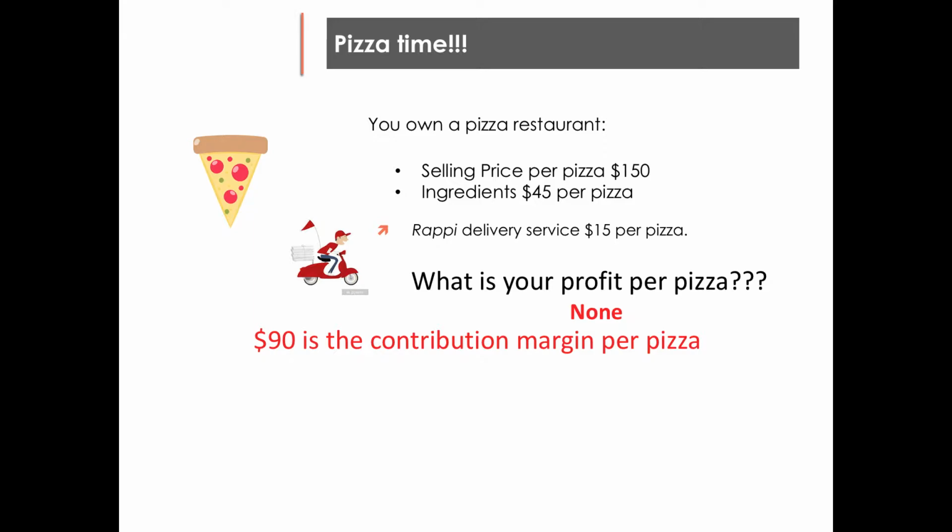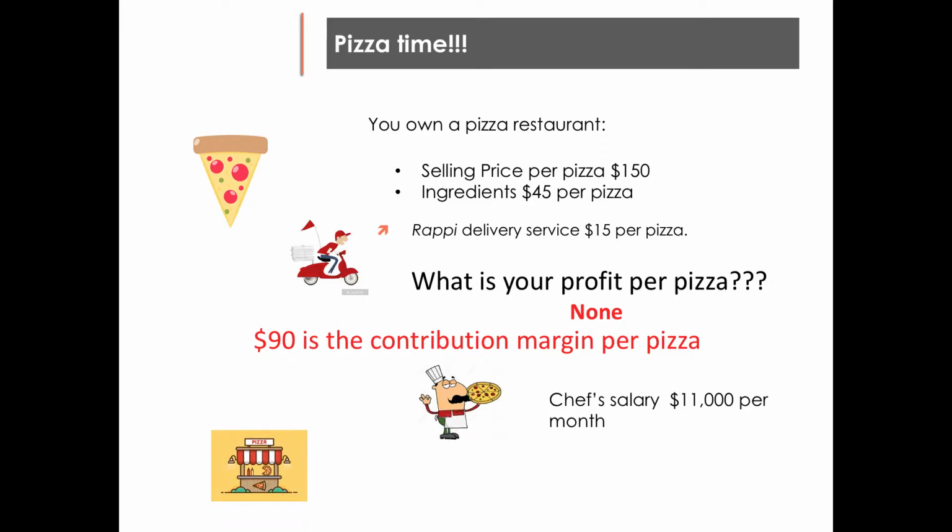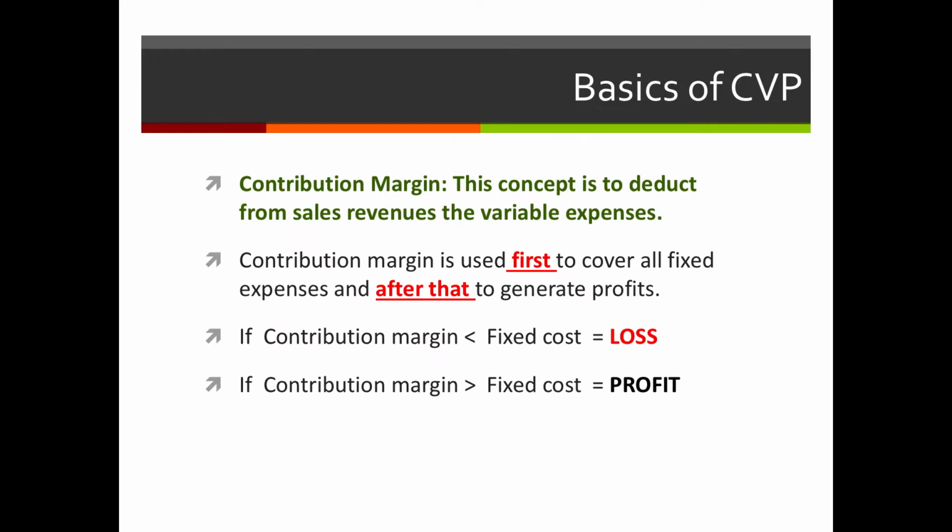Okay? So this 90 pesos contributes to pay the chef's salary of 11,000 pesos per month, and it contributes to pay the stand rent that is 7,000 pesos per month. So, what is the basis of the cost volume profit model? Number one, the contribution margin concept. This concept is to deduct from sales revenues their variable expenses.